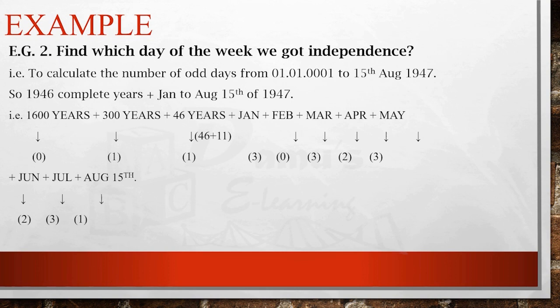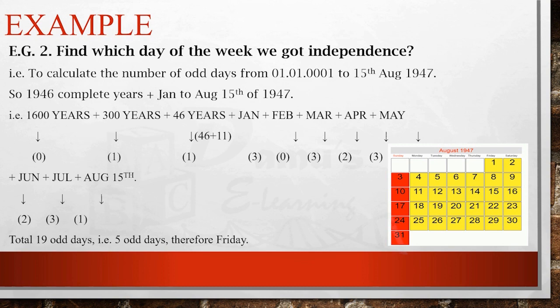Now we'll sum up all the days. So 1 plus 1, 2, 2 plus 3, 5, 5 plus 3, 8. 8 odd days means 8 divided by 7, remainder 1. 1 plus 2, 3, 3 plus 3, 6, 6 plus 2, 8. 8 means 8 divided by 7, remainder 1. 1 plus 3, 4, 4 plus 1, 5. So you got the number of odd days as 5. Now 5 odd days means it is a Friday. We got independence on a Friday.